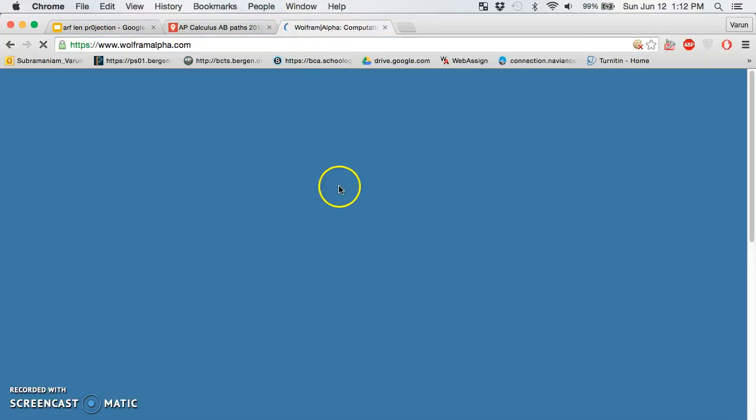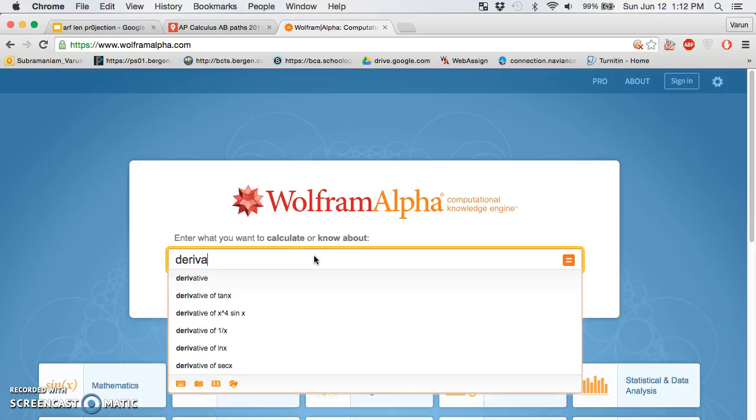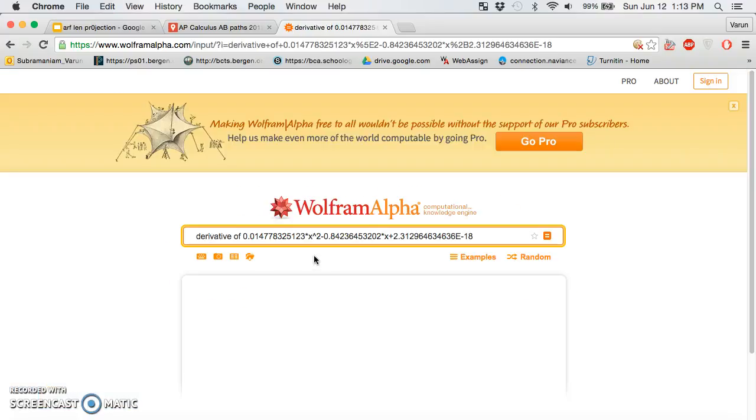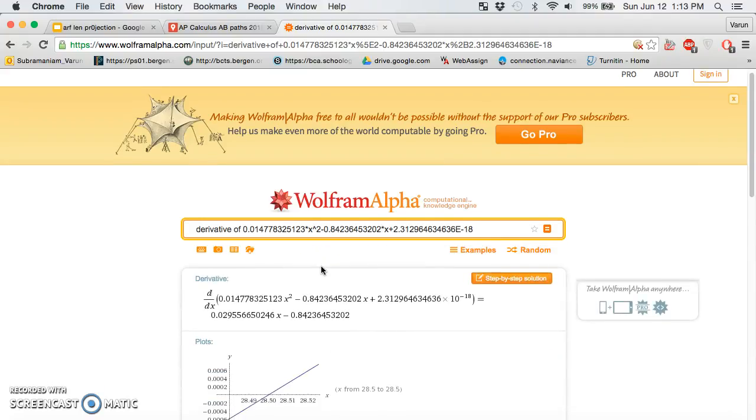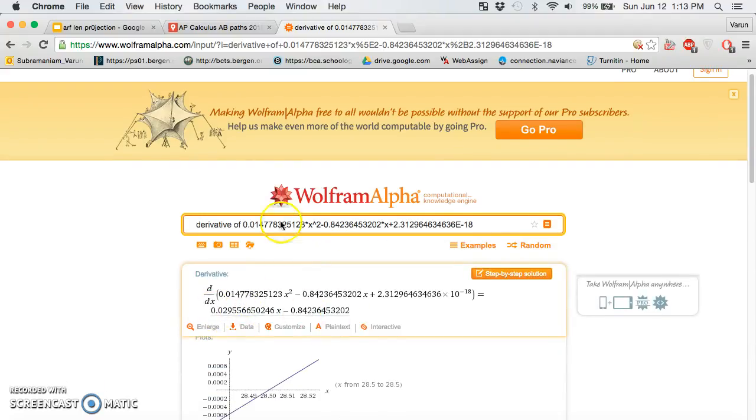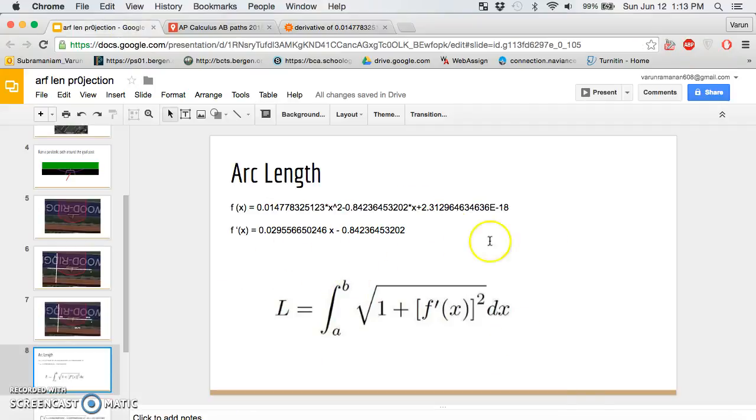So now to find the derivative, I'm just going to go to Wolfram Alpha. Really a great thing. There's a derivative of our function that we found from earlier, and we get this as our number. So again, I have that copied right there, and now we're ready to use the arc length formula. And so the arc length formula is the integral from a to b, being our limits of integration, of the square root of 1 plus the derivative of our function value squared.